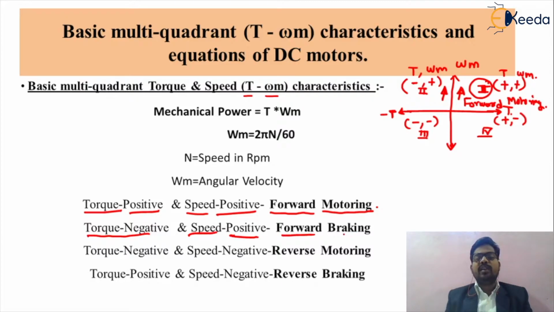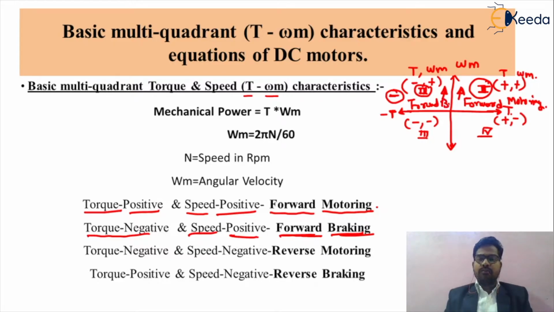So the drive will be operated in a second mode. In second mode, the value of torque will be negative and speed will be positive. Obviously negative times positive gives a resultant that is negative. Negative means it is a braking mode, but in the forward direction. That's why the second quadrant of operation is called the forward braking operation mode.